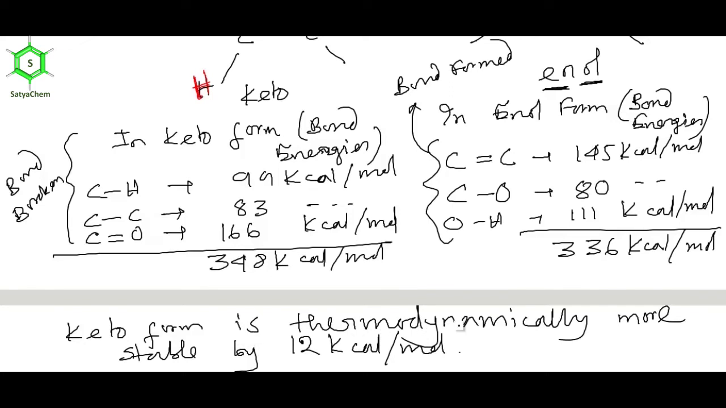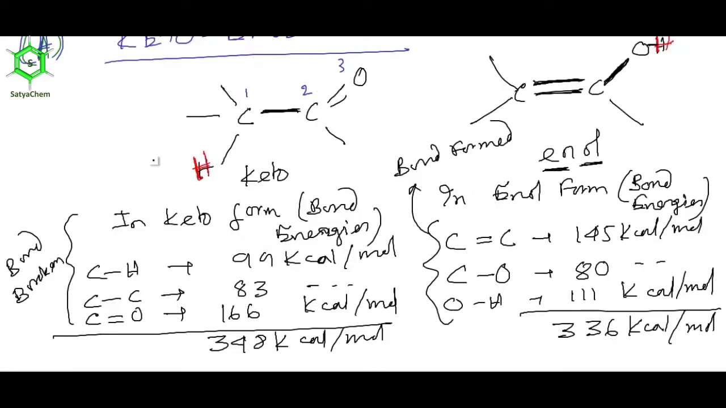Keto form is thermodynamically more stable by 12 kilocalorie per mole than its enol form. So from this thermodynamic data, it is clear that the keto form or carbonyl form is more stable. Because if there is a hydrogen, then it becomes an aldehyde, it is better to say carbonyl form. Carbonyl form is more stable than its enol form.